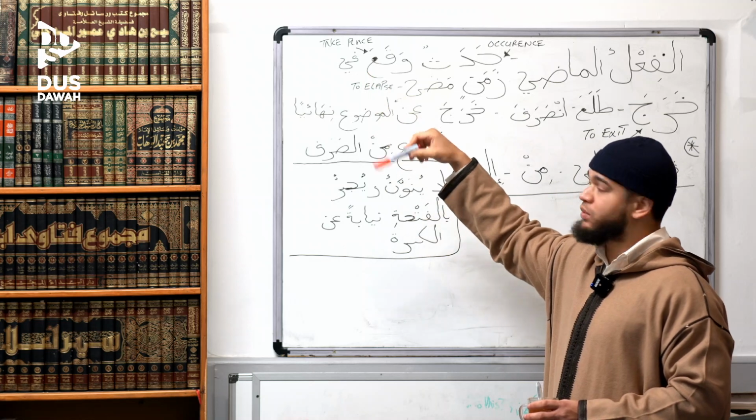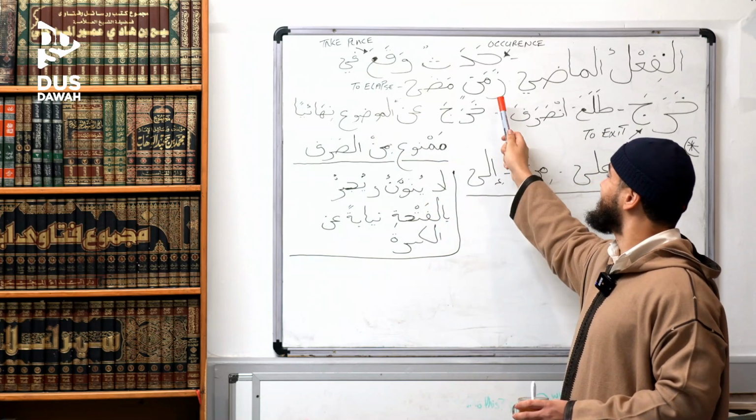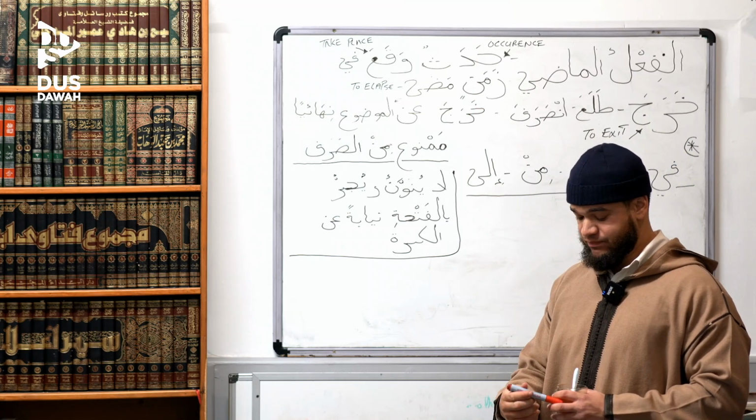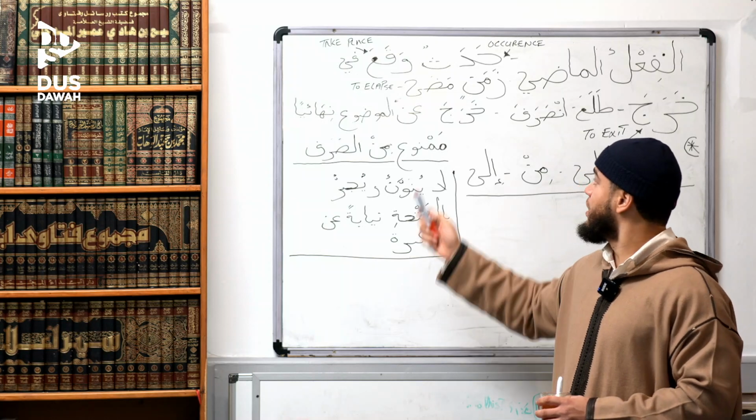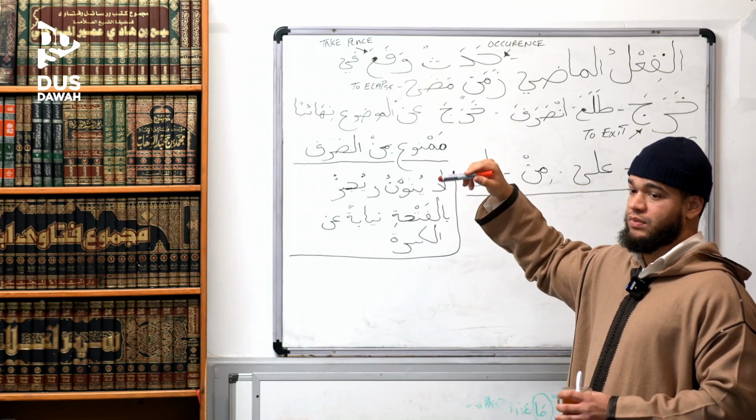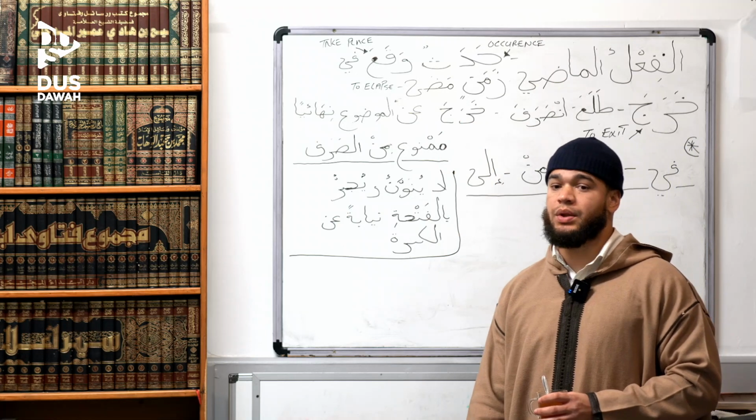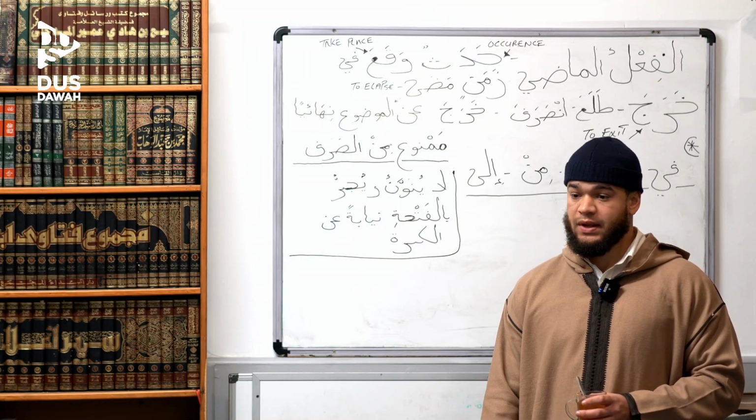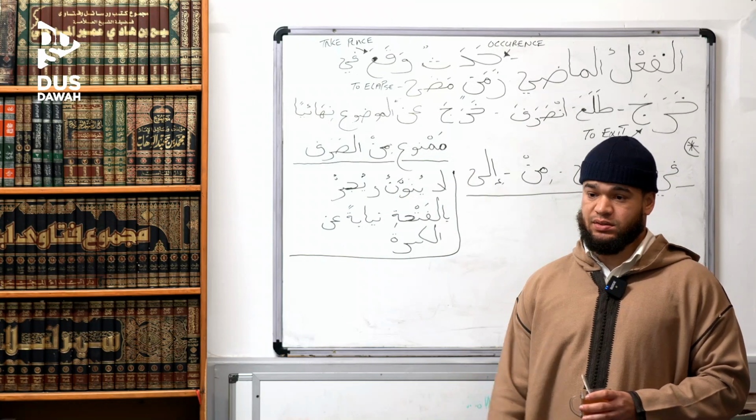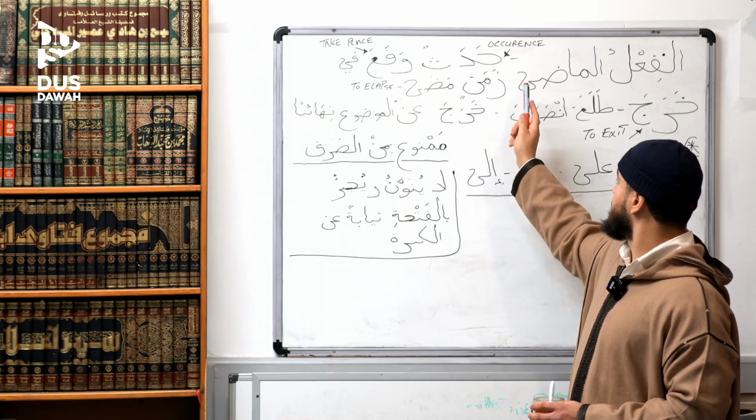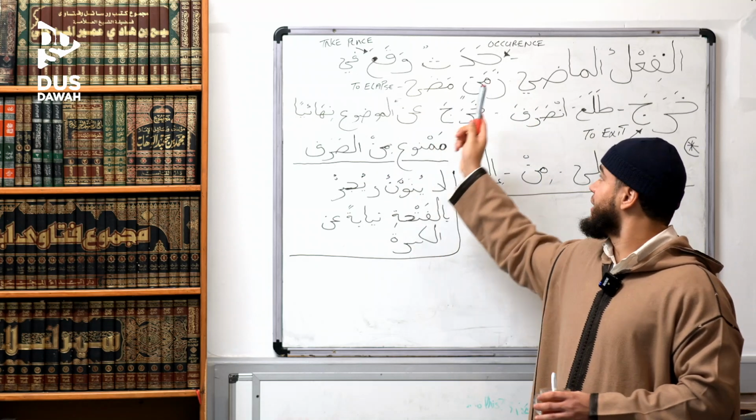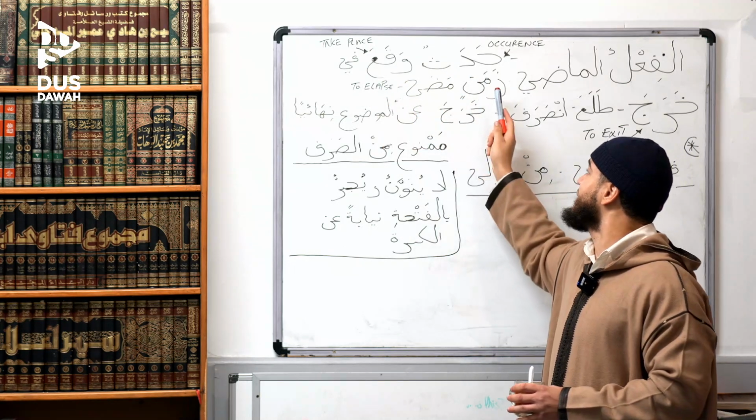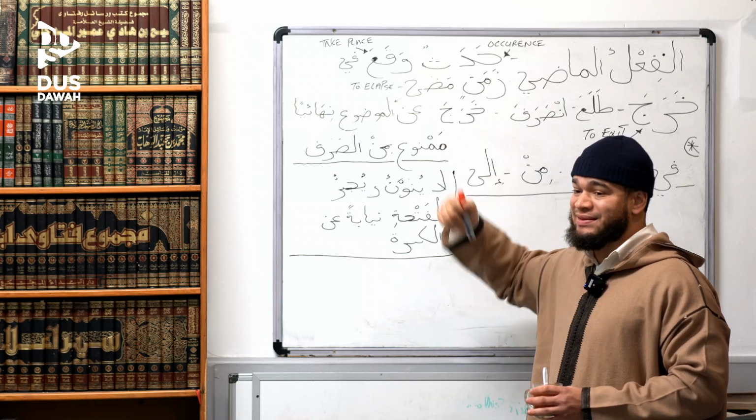Fi. What does that mean? Zamanin. What's zamanin? Time. Yeah. Mada. Everyone say mada. Yeah, the dad is a heavy harf. Mada means to elapse or go past. So fi'l madi as defined here, hadathun waqa'a fi zamanin mada, an occurrence which has taken place in a point in time that has elapsed.